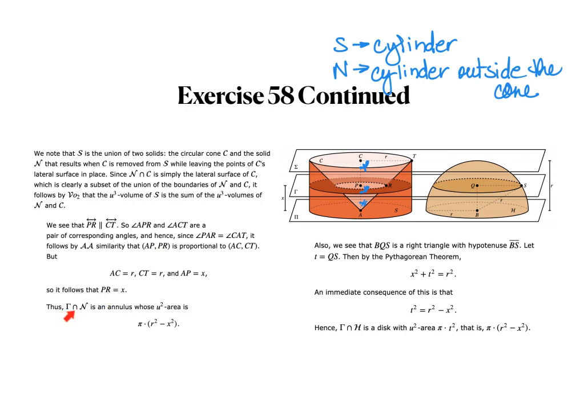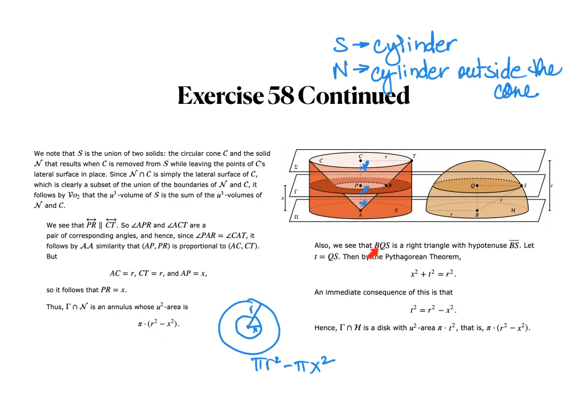Therefore, gamma intersect N is the annulus whose area is pi r squared minus x squared. So really what we're looking at is this donut-shaped area. That's an annulus. So I have the outer circle and I have the inner circle. This distance here is x. That's my radius. From here to here is r. So if I find the difference between the areas, that's pi r squared minus pi x squared. That becomes pi times the quantity r squared minus x squared.